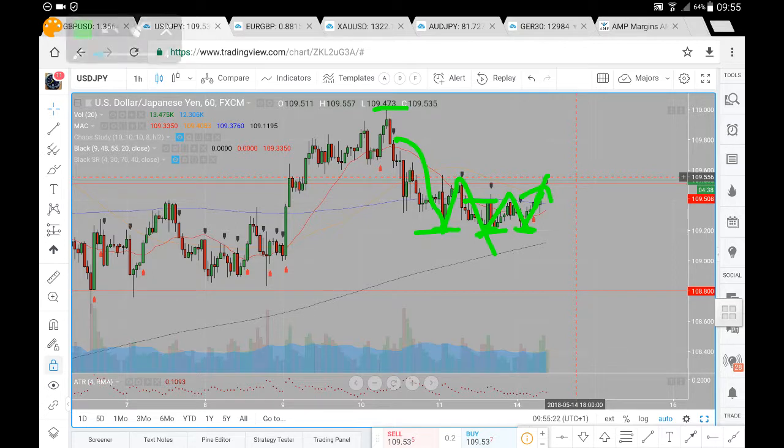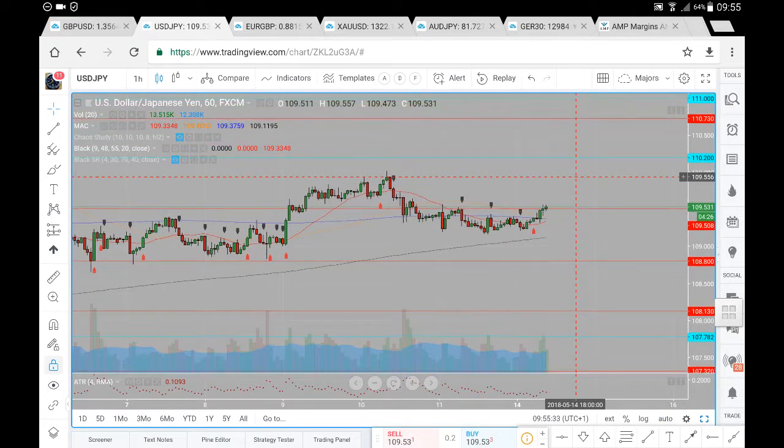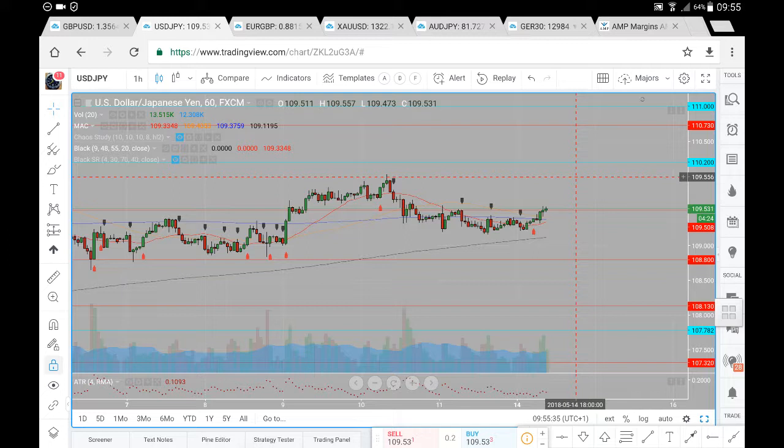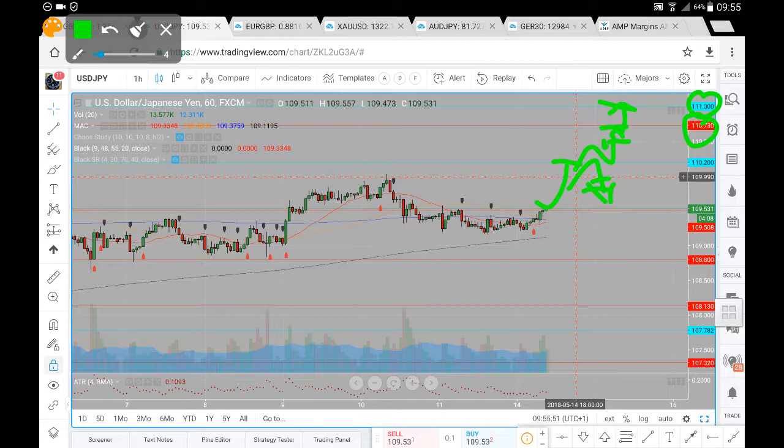So if we can break and hold above this 109.50, we're then looking for a move up towards the 110, our previous swing high here in the market. If we can break above the 110 level, levels that we are looking at here to the upside are moves up towards that 110.20, from which we could see sell side momentum return to the market. And if we can break and hold above the 110.20, we're looking for a move up towards that 110.73, successful break from which we're looking for a move up towards that 111 level here on the US dollar against the Japanese yen.